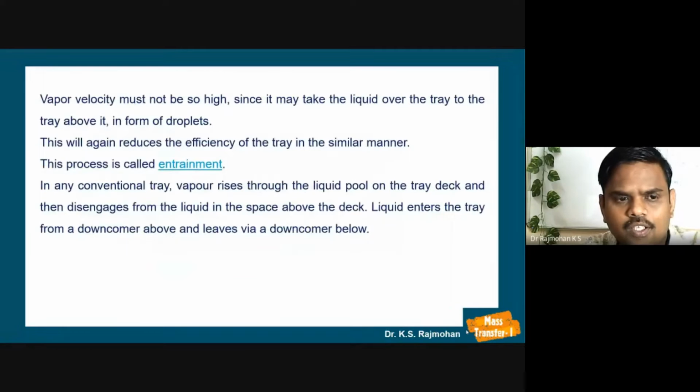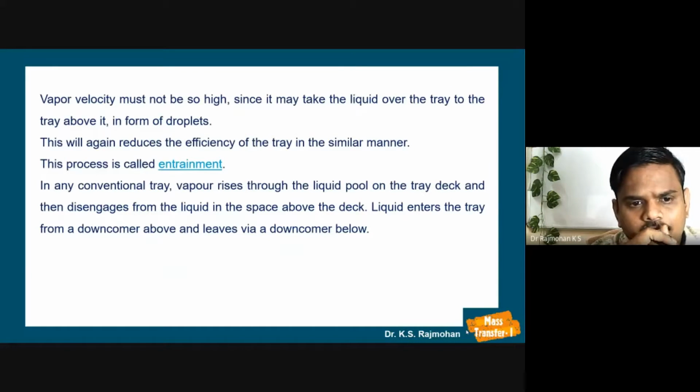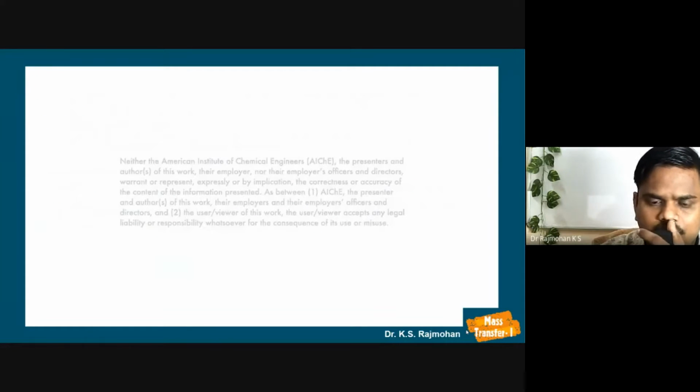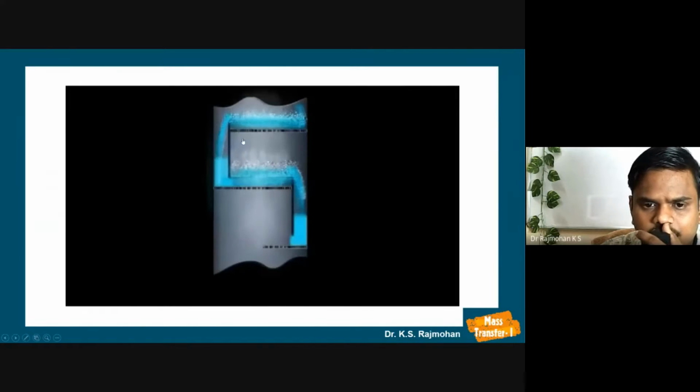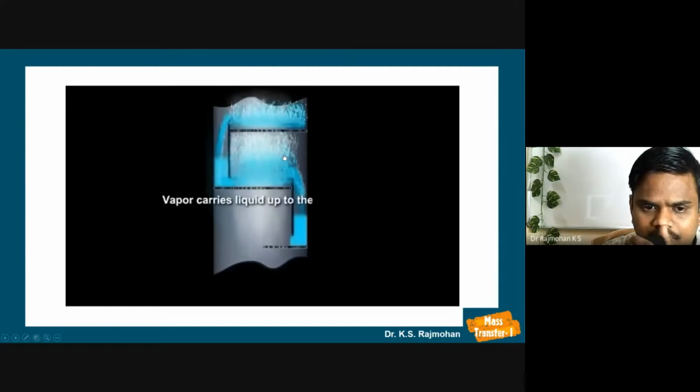And if you look at entrainment, as I said, when the vapor velocity is too high, it may carry away the liquid along with it. I have a video for that one, which will help you understand. In the same columns, when the gas velocity is very high, it is pushing the liquid along with it to the next level, so there is no separation of liquid and gas taking place.